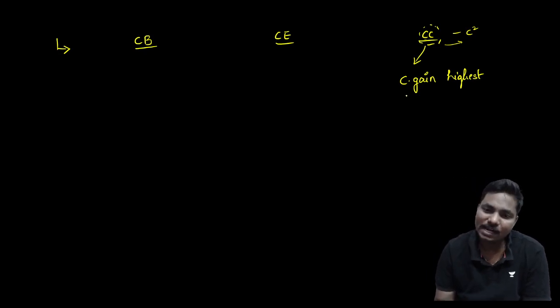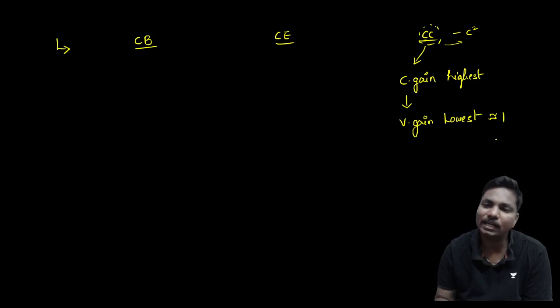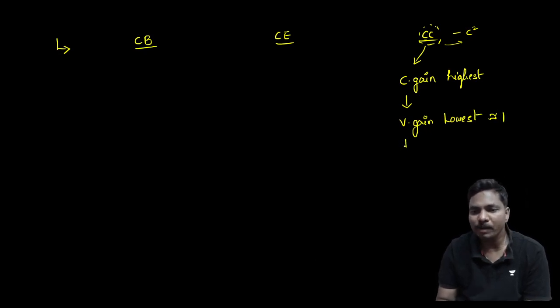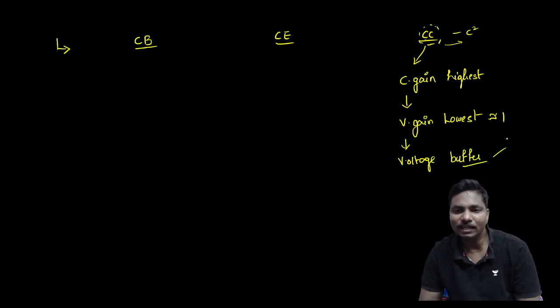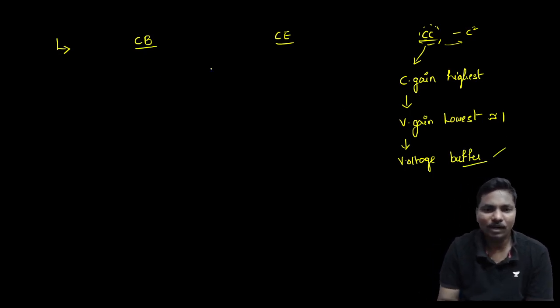Okay, whenever the current gain is highest, opposite term, voltage gain is lowest. Lowest in the sense, very nearly equal to 1. Nearly equal to 1 means buffer, voltage buffer. We got all the points. Very easy. And one more thing.